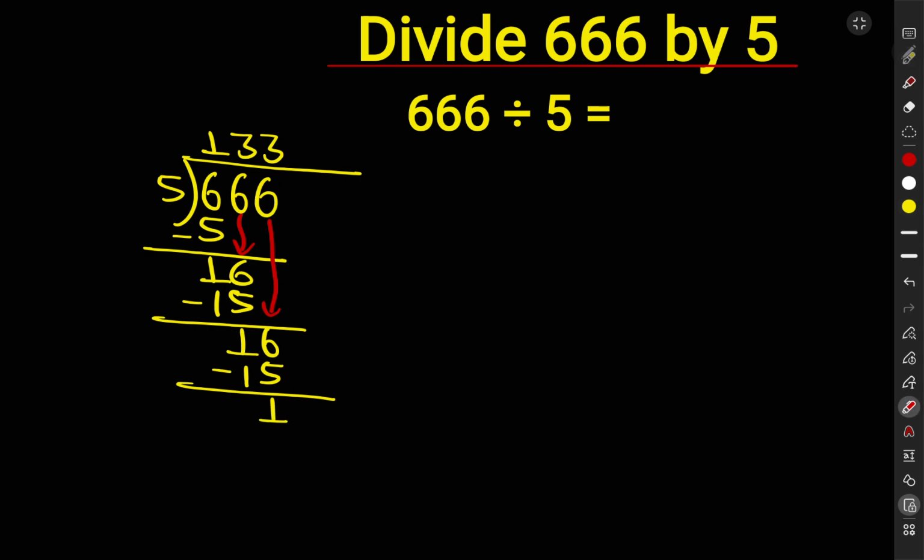So now we have no other number to put down. So we take a decimal here, so that we put 0. So it is 10 and 5 times 2 is 10. On subtracting, we get 0.